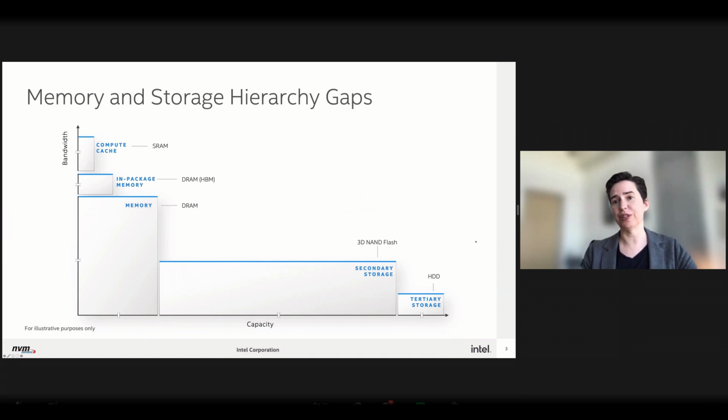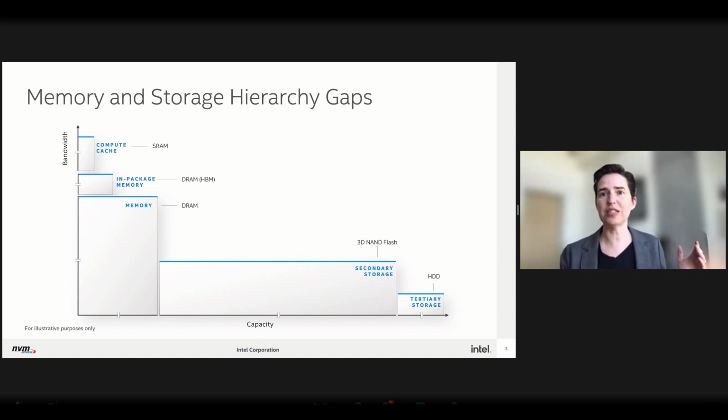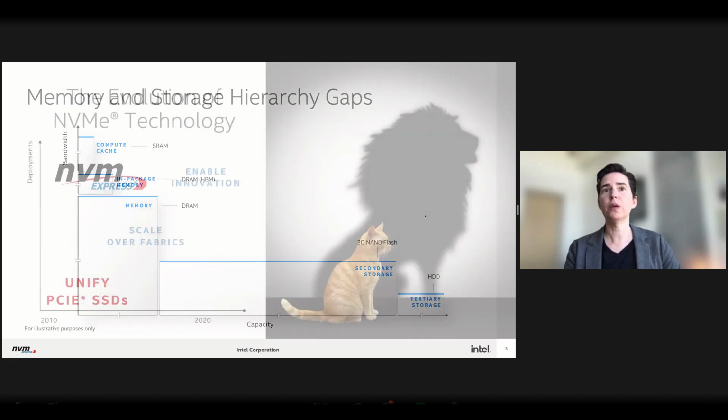So this is a different way of looking at that same chart, which I think is sometimes a little easier to understand. It's showing bandwidth on the y-axis, and capacity on the x-axis. And what it's really showing you is we have a bit of a chasm between what it looks like for memory with DRAM versus where 3D NAND flash and hard drives are at. So how do we address that gap and really provide the absolute best performance we can, and really scale as we move beyond interfaces that were originally designed for hard drives?